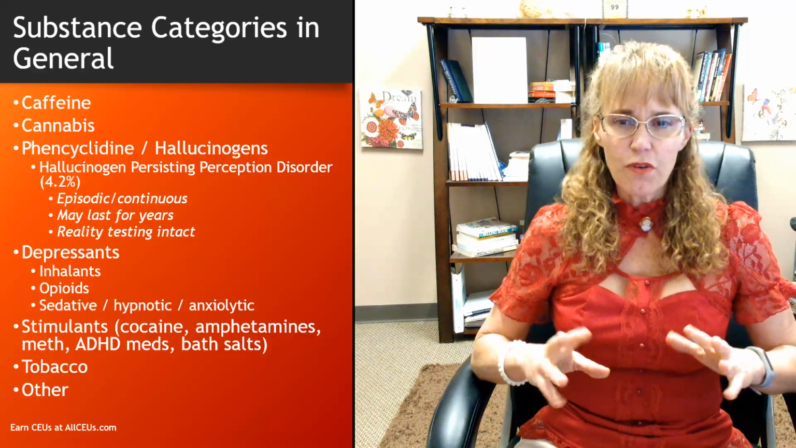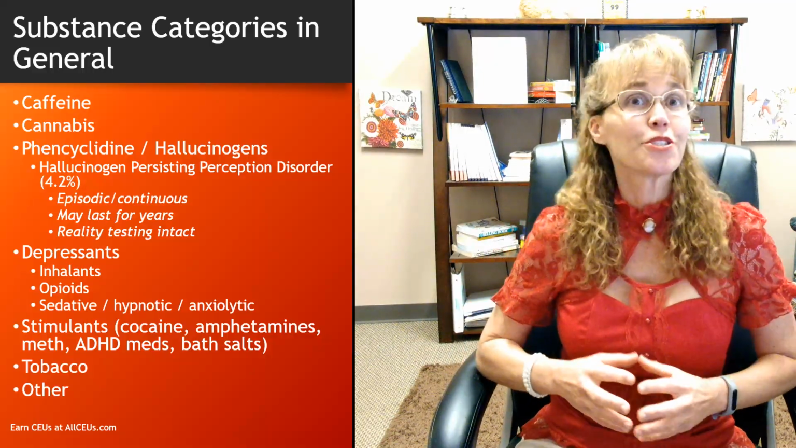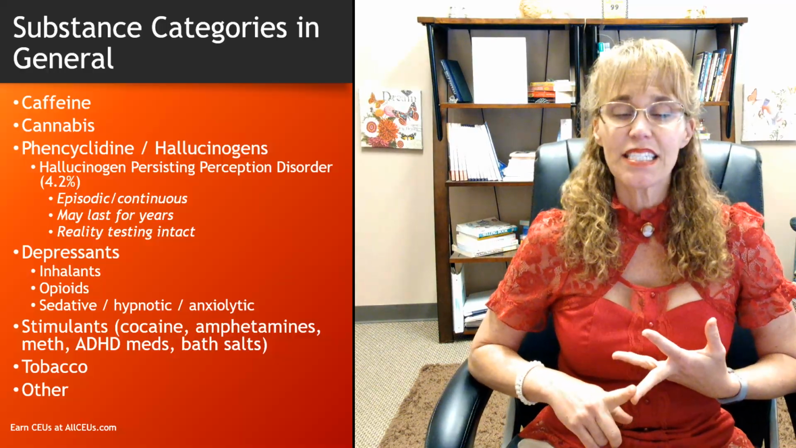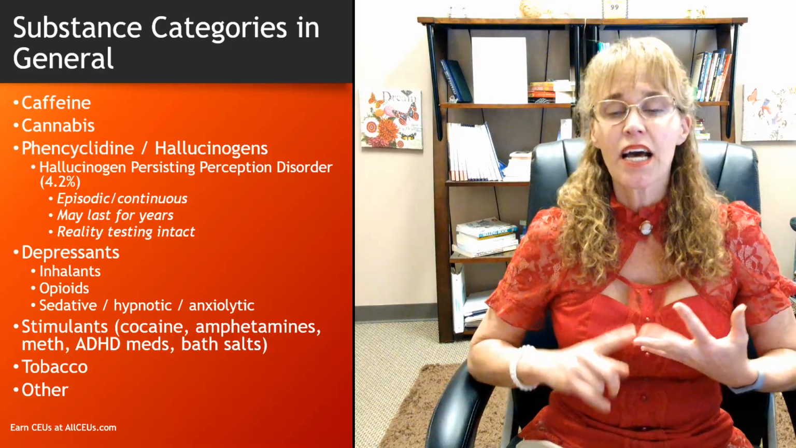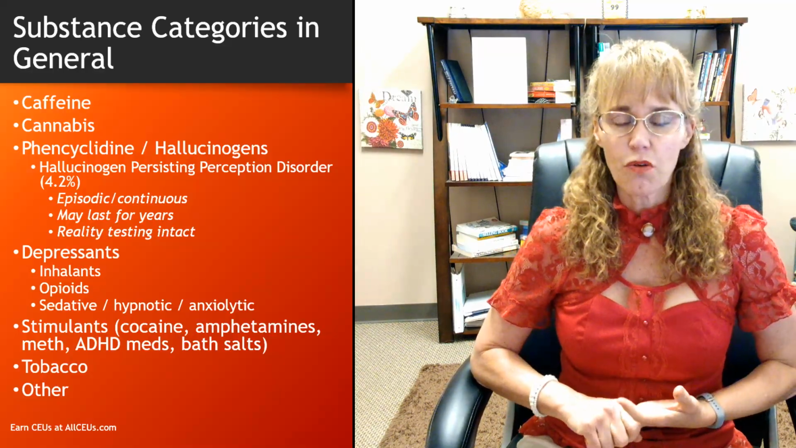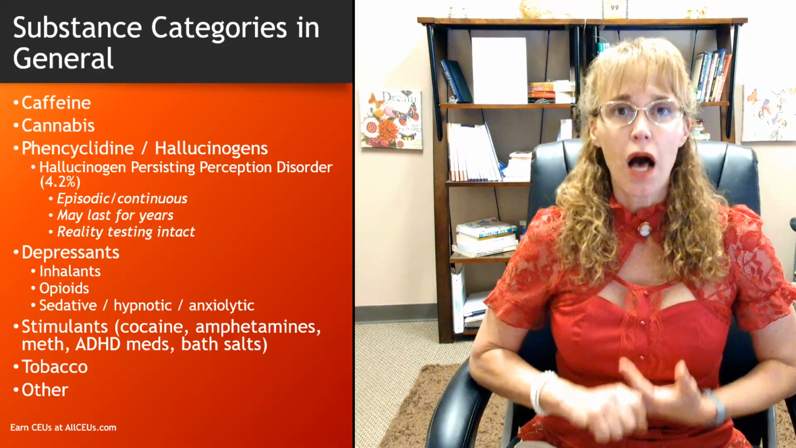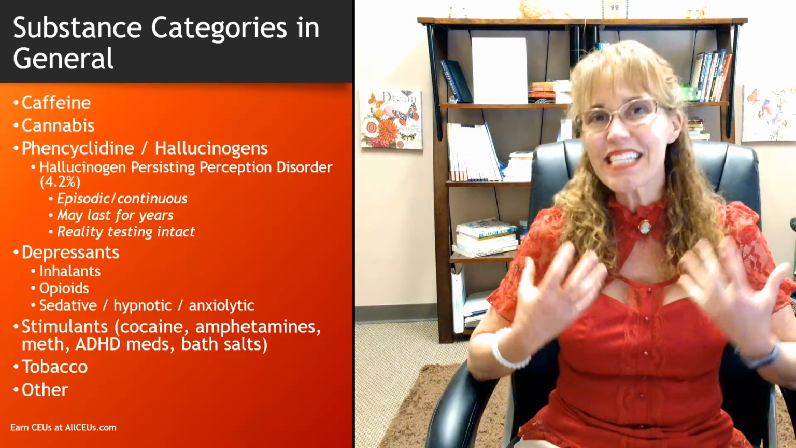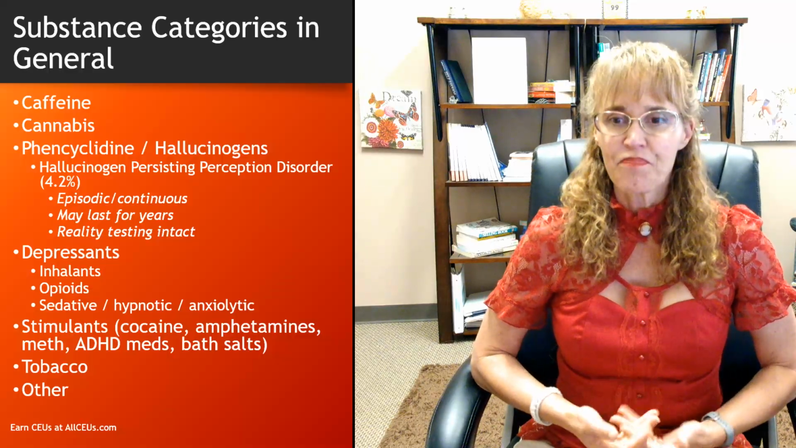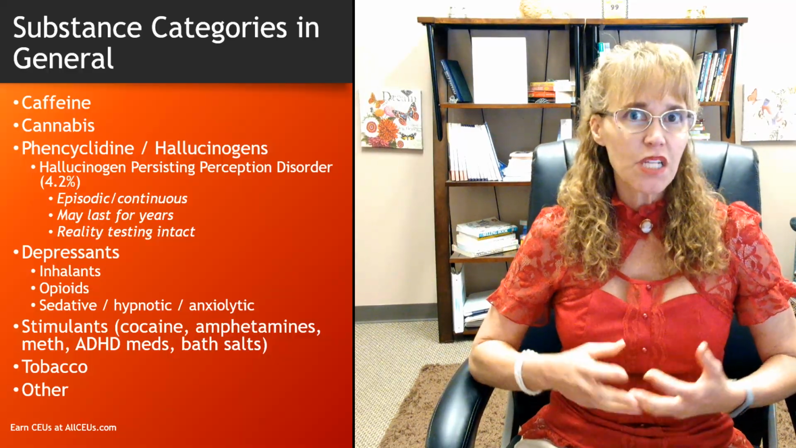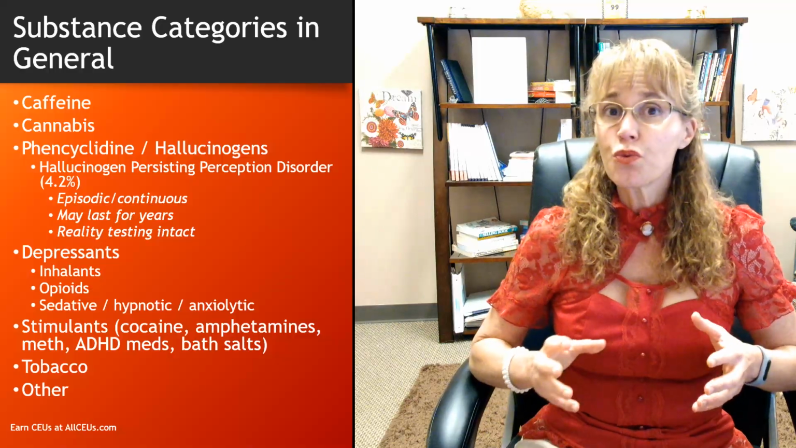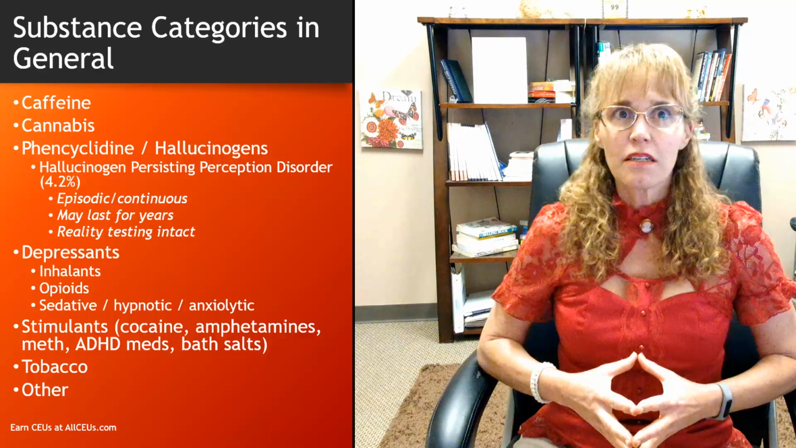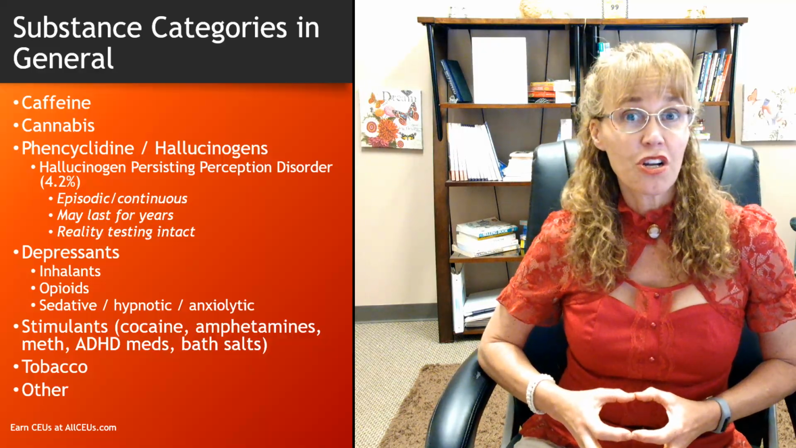The next category, and I lump these all under depressants. The DSM-5 TR does not. Inhalants, opioids, and sedative, hypnotic, and anxiolytic are all three their own categories. But what do these three things have in common? They slow the heart rate. They slow the central nervous system. They're sedating or depressant in nature. And when we start looking at symptoms of intoxication and withdrawal, you will notice that all of these have a lot of overlap in their symptoms of intoxication and withdrawal.